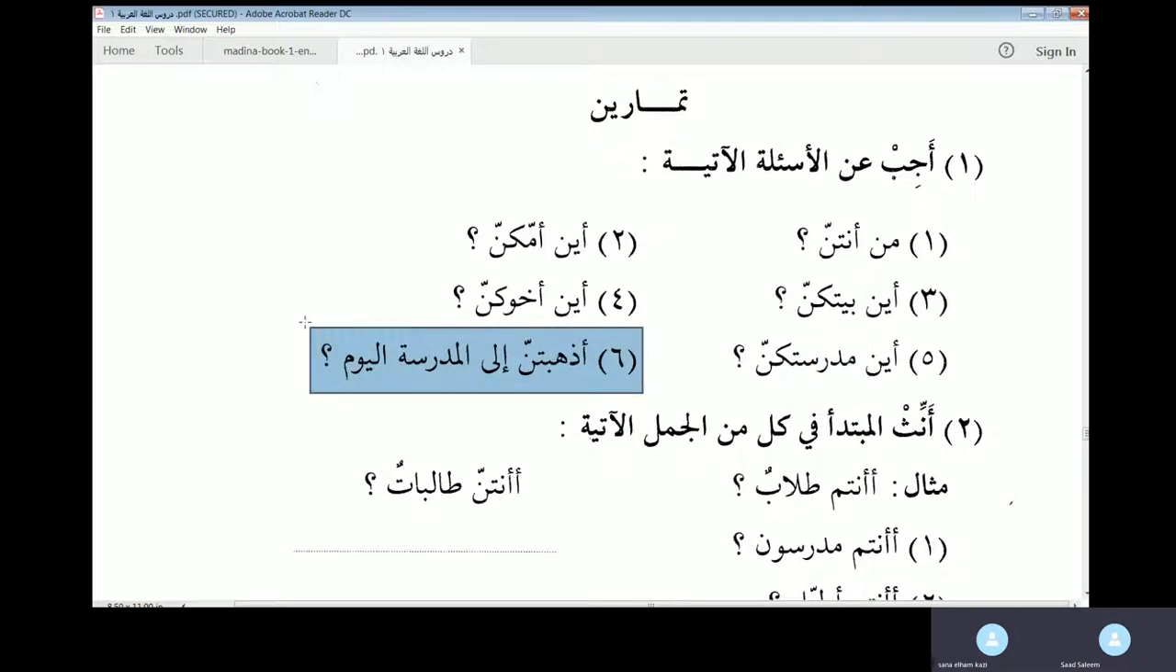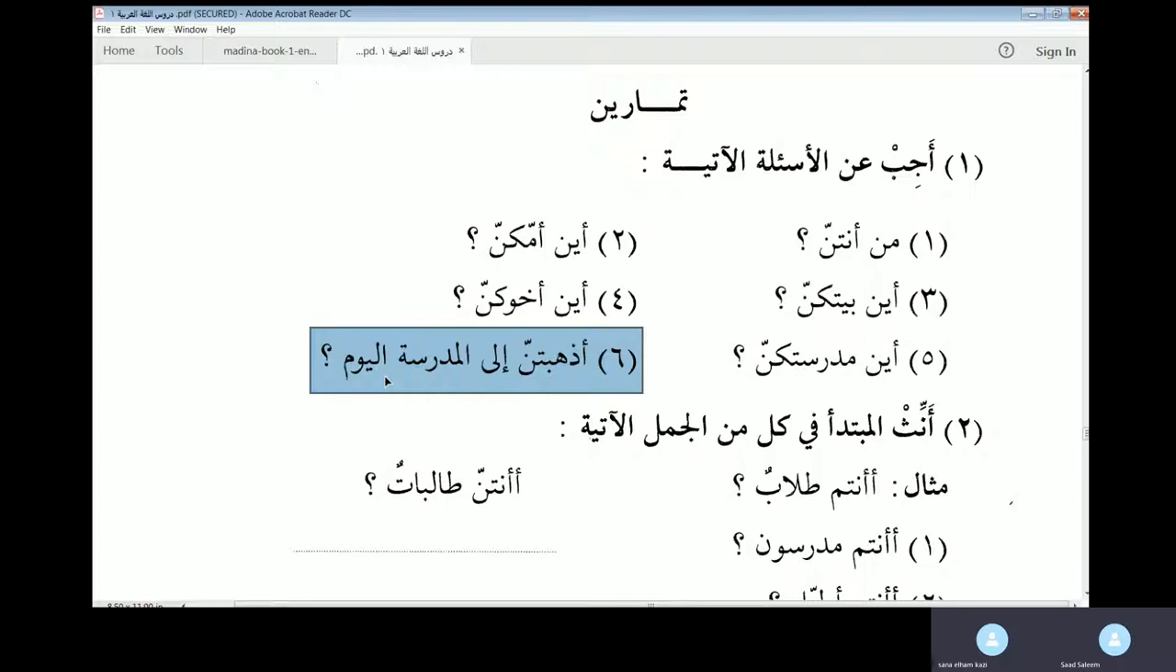Okay. Azahabtunna ilal madrasatil yauma. Ilal madrasati is majrur because of ilal. Yauma is mansub, but I think you have not learned the rule for this at the moment. So we can just remember that it will be mansub. Did you all go to the school today?